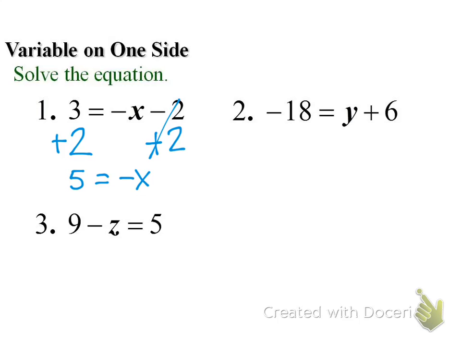Yep. Just divide by -1. Good. Divide both sides by negative 1. Those negatives cancel. We have x equals negative 5. Wonderful. Any questions on the example 1?